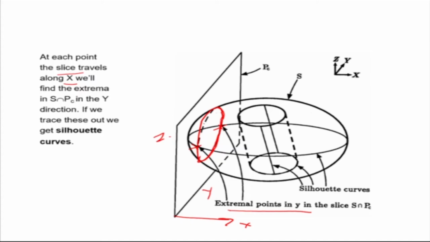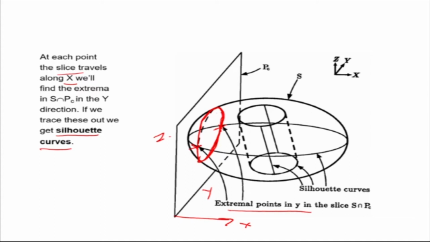What I got is this curve by cutting the ellipse. Now in that, I'm going to take the extrema points, this point and this point. These are the extrema points in y in the slice S intersection PC. Now if we trace these out, we get what is called the silhouette curve.